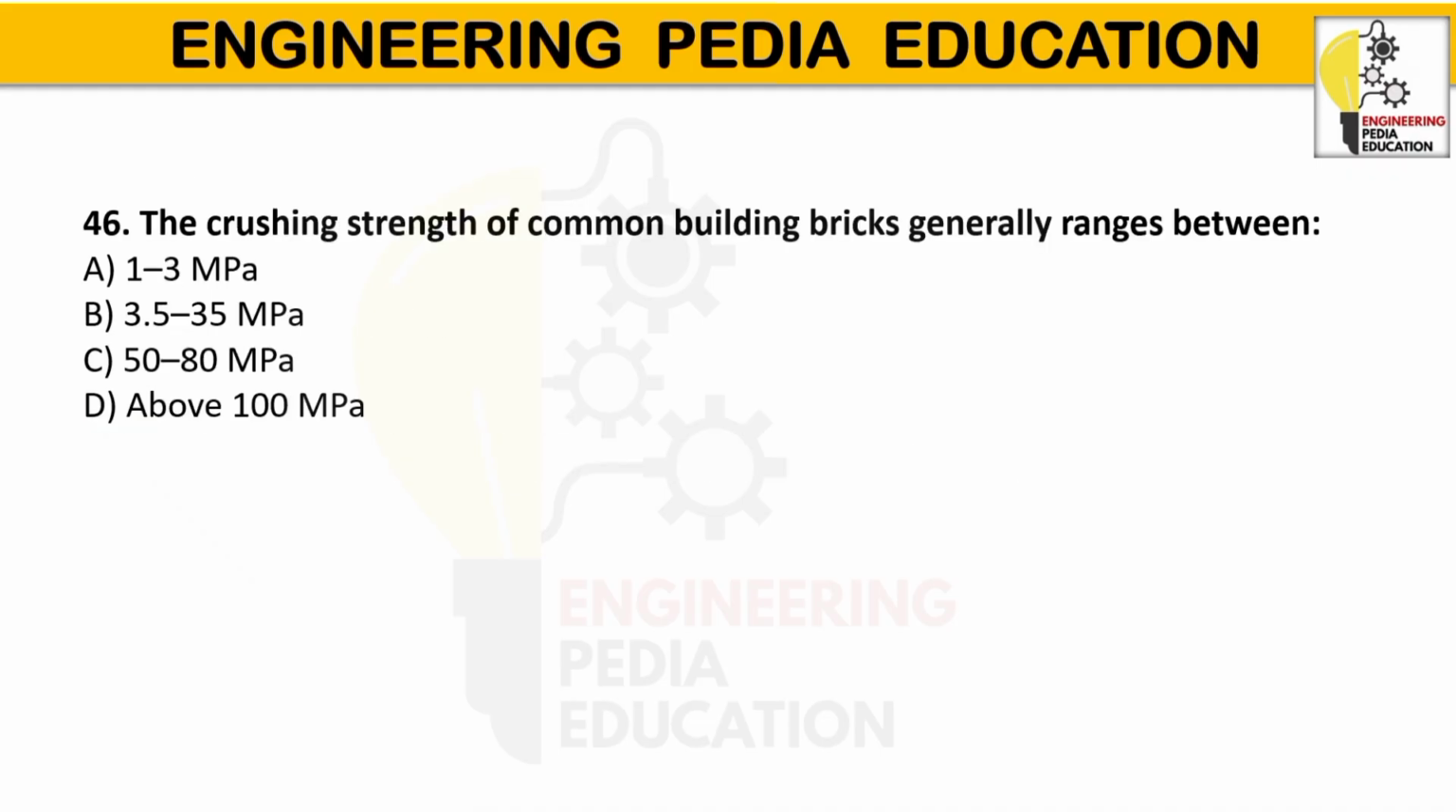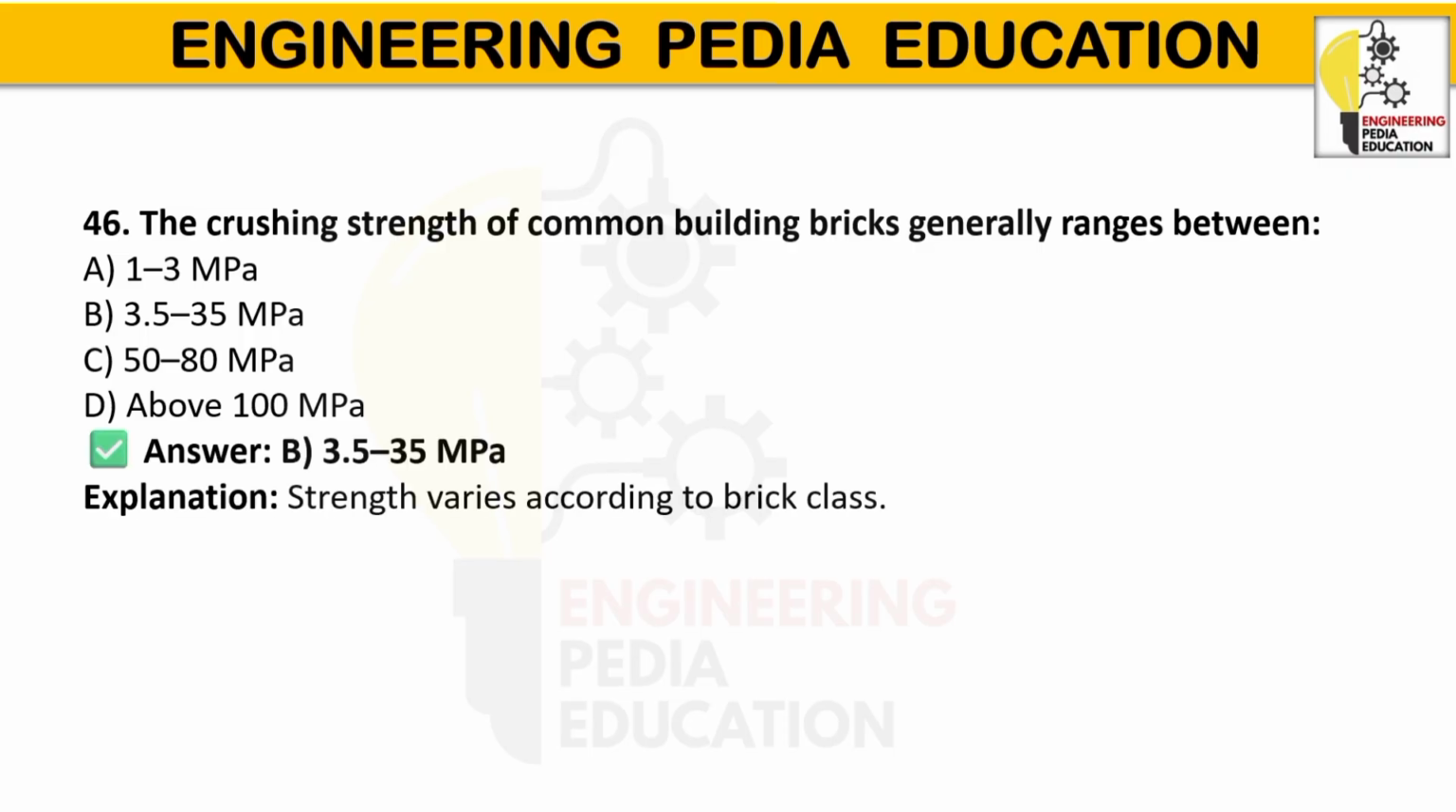The crushing strength of common building brick generally ranges between 1 to 3 MPa, 3.5 to 35 MPa, 15 to 80 MPa, or above 100. So it generally lies between 3.5 to 35 MPa. Strength varies according to brick class.